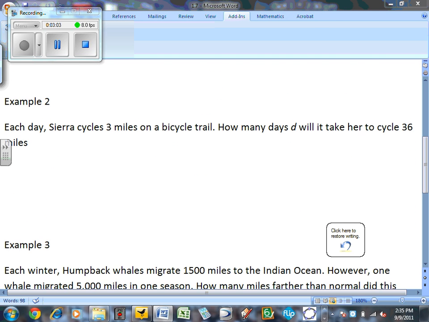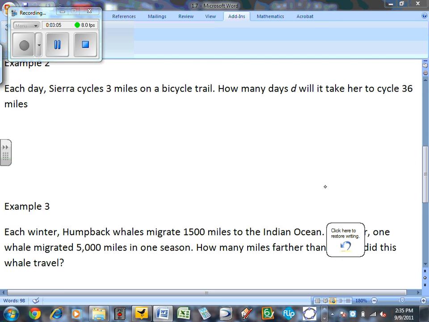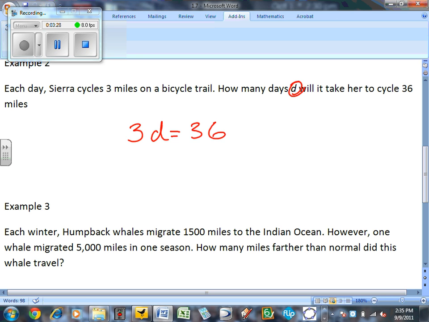So moving on, example 2 says each day Sierra cycles 3 miles on a bicycle trail. How many days will it take her to cycle 36 miles? So we know that each day she cycles 3 miles per day, so multiplication, right? How many days? We don't know. They're giving us here the variable. How many days will it take her to go 36 miles? So we've just written ourselves the equation. Now we can solve it.